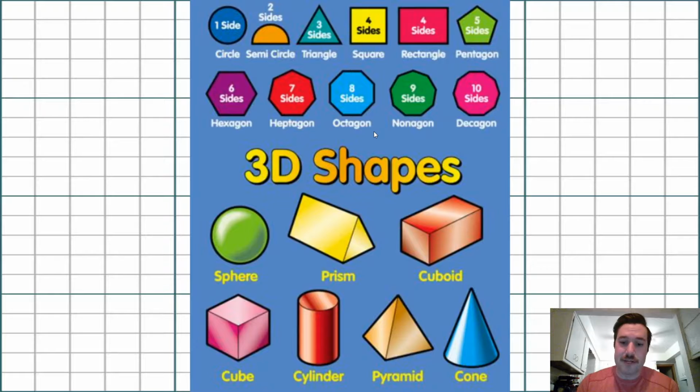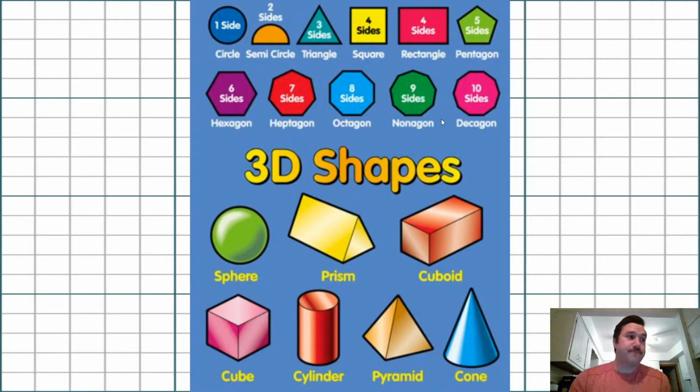Now, another way to classify shapes, or think about shapes, is by the number of sides. So as we think of some very common shapes, a circle just has 1 line, so it's 1 side. A triangle has 3 sides. Now, lots of shapes have 4 sides, for example squares and rectangles. Pentagons have 5 sides. Hexagons have 6 sides. Heptagons have 7 sides. Octagons have 8. Nonagons have 9. And decagons have 10.